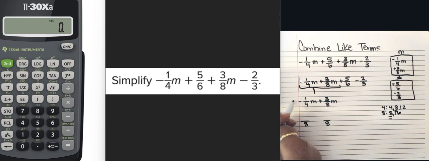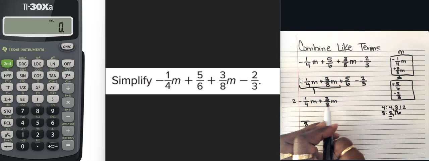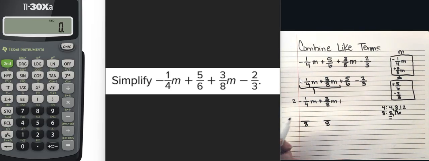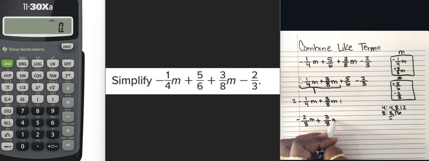All right, so I'm going to multiply 4 by 2 to get 8. I'll multiply 8 times 1 for me to get 8. All right, so what we have is 2 times 1, that becomes 2. And remember, we had a negative. And then we have 3 times 1, that becomes 3, and we had a positive. And I'm just going to add my variables back in.